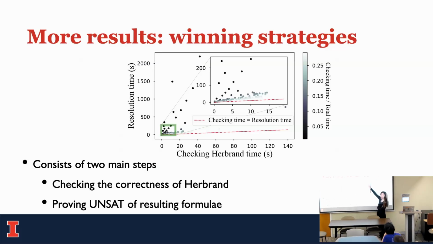If you think about the winning strategy, as I mentioned, you can first encode the winning strategy, which is the hybridization, and you need to check if the winning strategy is correct. The second step is to reduce the problem to UNSAT and check the unsatisfiability of the problem. In our evaluation, we show that the bottleneck actually still lies in verifying the unsatisfiability of the formula instead of verifying the well-formedness of the winning strategy.